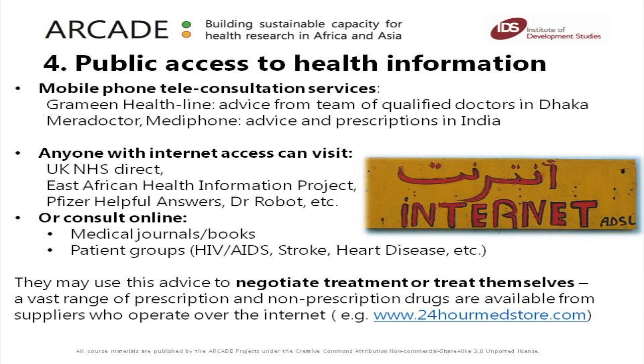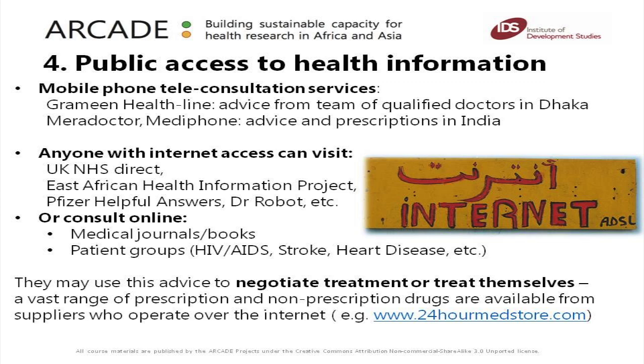Then, if you've got internet access, the world is your oyster in terms of health advice. For example, you can visit a national advice service like UK NHS Direct, which will provide you with advice on whether your symptoms look to be mild or serious, and will tell you to go and see a doctor or take an aspirin and go to bed. There are lots of NGOs who have their sites. For example, I mentioned the East African Health Information Project, which is essentially to provide advice to young people in East Africa on health issues.